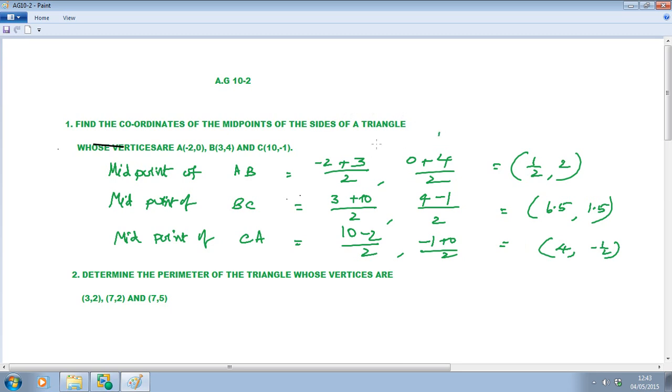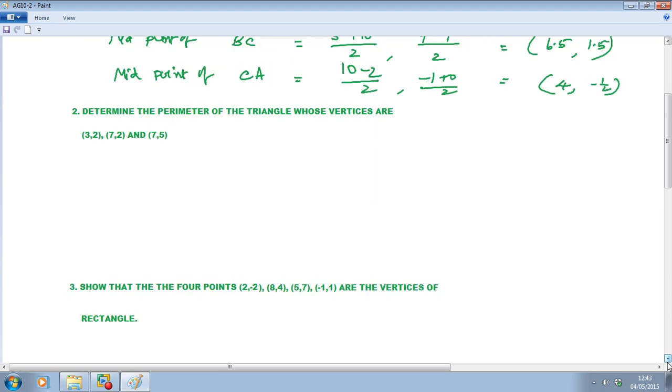You can also apply the section formula. If you apply the formula, m is equal to 1, n is equal to 1. The denominator m plus n is equal to 2. Here 1 multiplied by x1, here also 1 multiplied by x2. Similarly, wherever it is, the same formula will come. Apply the formula.